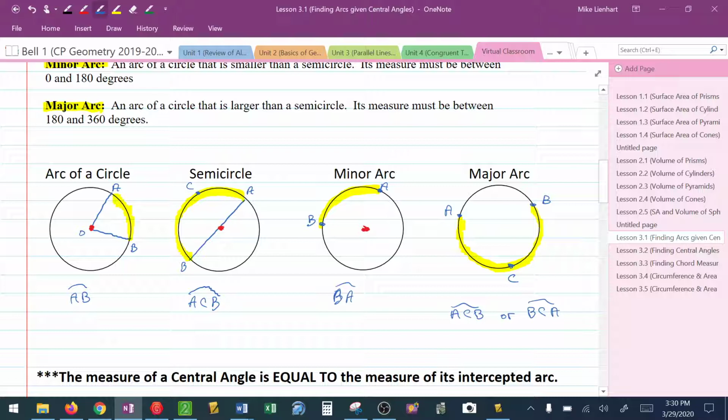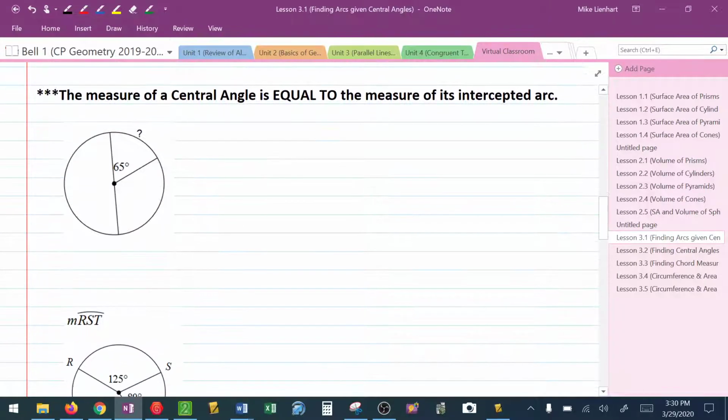And if you notice, anytime that I'm naming these arcs, I'm always staying on the rim. That's what it means to be an arc of a circle. So what's our focus? Now that we've got some background, this is our focus for today. This statement right here is all that we need to learn and be able to apply from today's lesson. And it says that the measure of a central angle is equal to its intercepted arc.